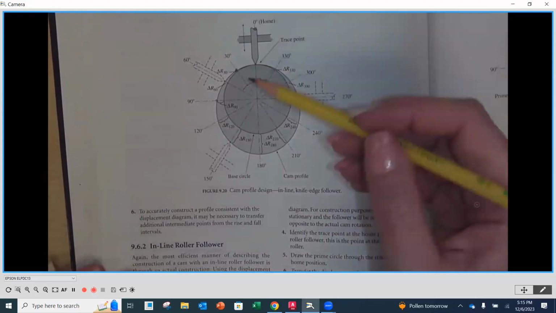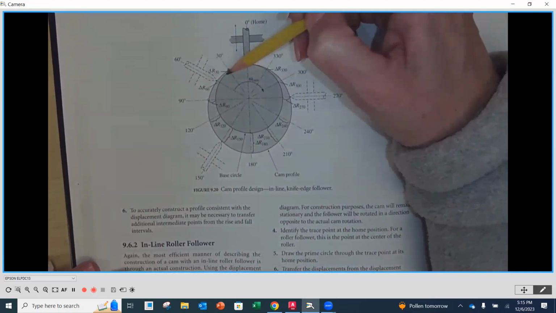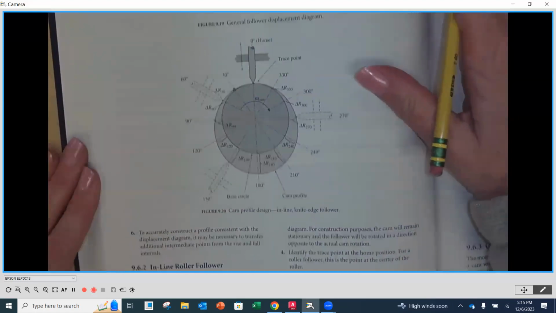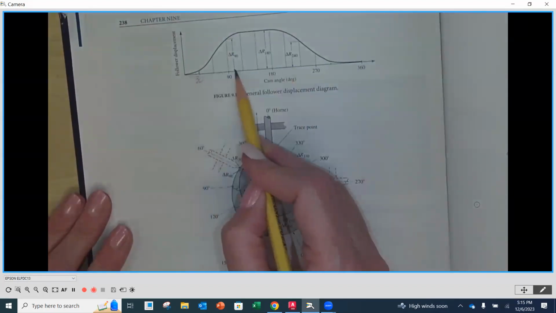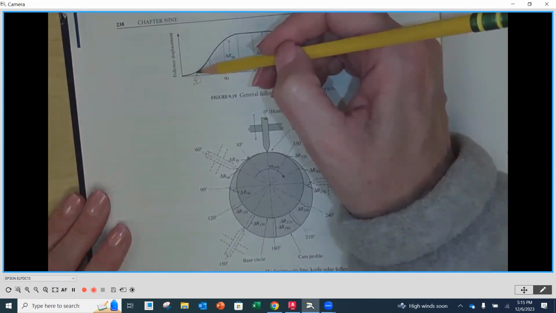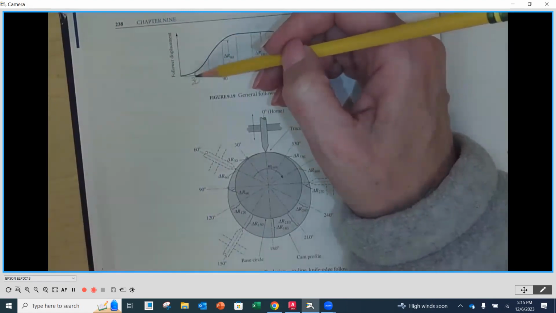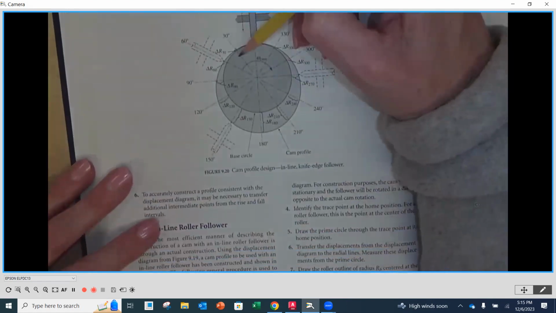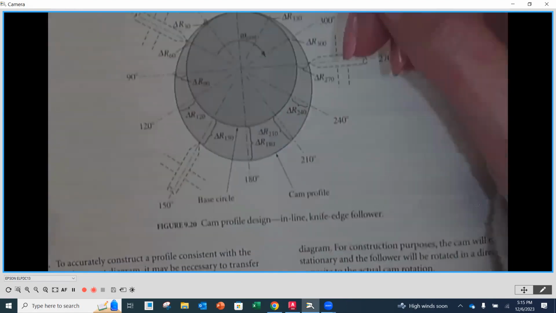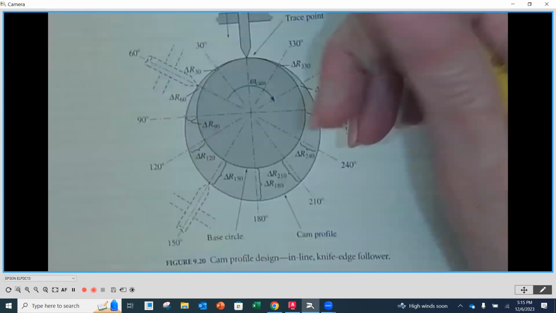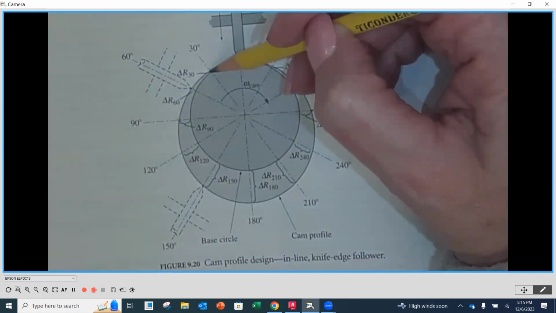Now, as we look around here, you're going to notice from the base circle the corresponding delta R30. That's going to be our displacement at 30 degrees. So we measure from our horizontal 0, and we go up to the displacement curve at that 30 degrees, and we find that distance. Then we take that distance, and from the base circle along that 30 degree line, you're going to see that there's that little delta R. Now it's not to scale, but it would be the corresponding distance.